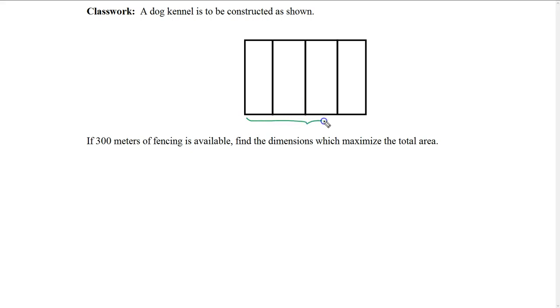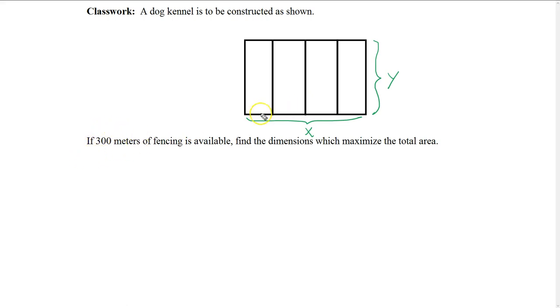We'll label this as X and this as Y. Try to pause the video here and find the dimensions x and y that maximize the total area, given that you only have 300 meters of fencing available. Now, assuming that you did that, let's go over the answer now.